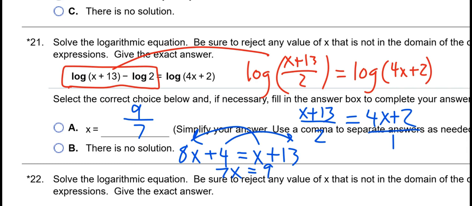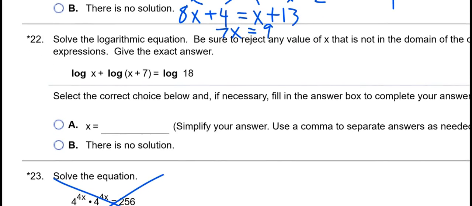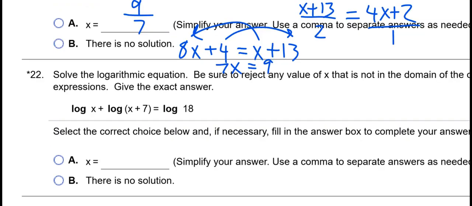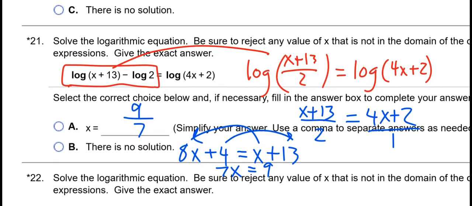So that was interesting. We used the division property first, and then had to set the two arguments equal to each other. The last question is a multiplication question. It's very similar to ones we've done before, so I don't think we really need to do that one. So we'll end on question 21 here. Those are the questions that you'll be required to know. As I said, the other ones below we will not worry about for this particular test.